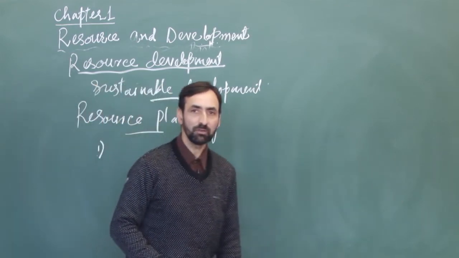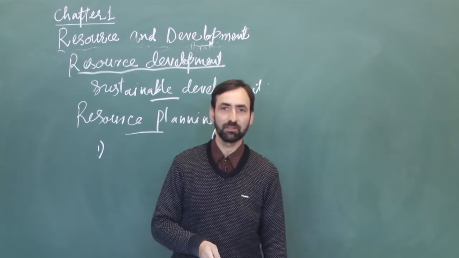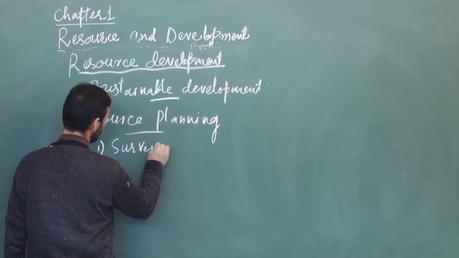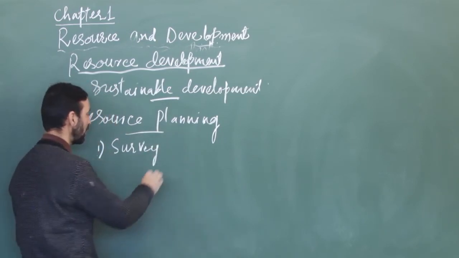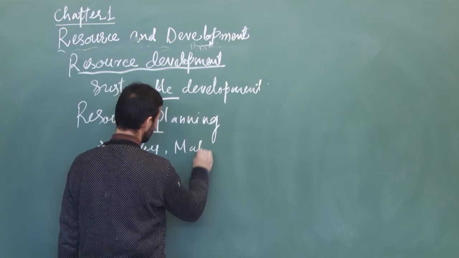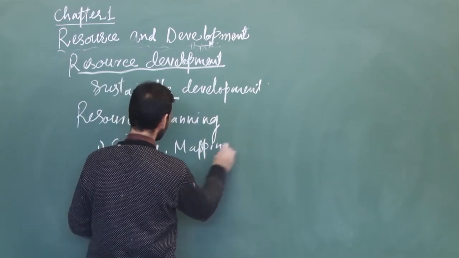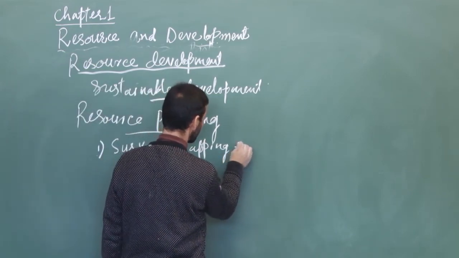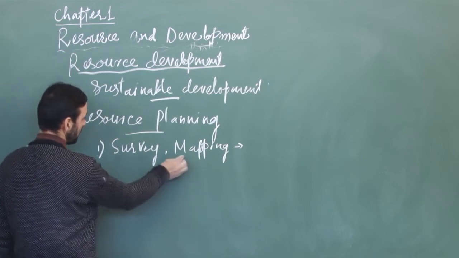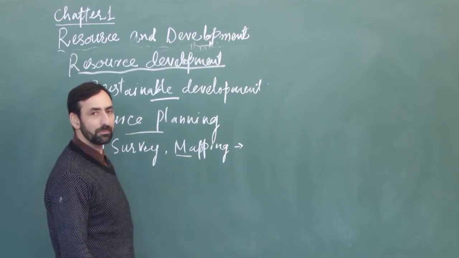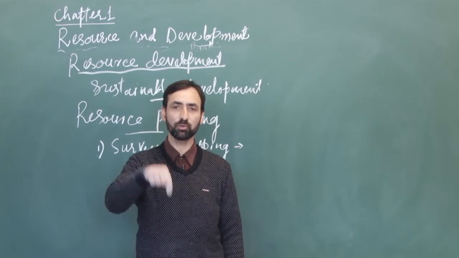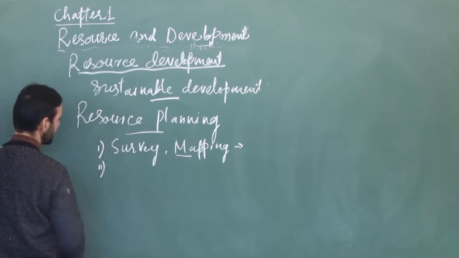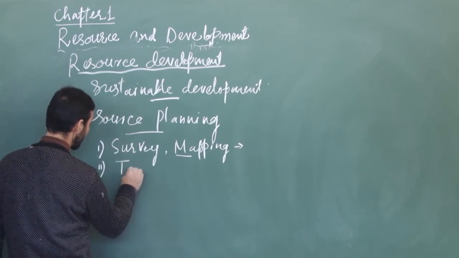Resource planning has 3 steps. What is the first step? Survey. We have to make a survey of those areas where resources are found. Second is mapping. After the survey comes mapping, then we can use the resources. Mapping means we will prepare a map of those areas showing what type of resources are found there. In the second, in resource planning, there should be the technology.